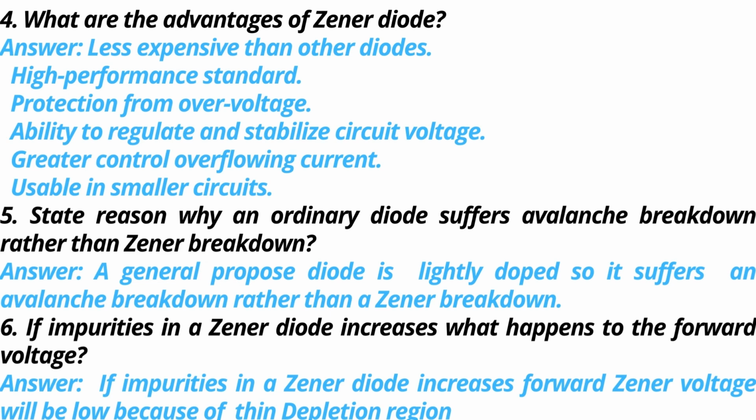4. What are the advantages of a Zener diode? Answer. Less expensive than other diodes. High performance standard. Protection from overvoltage. Ability to regulate and stabilize circuit voltage. Greater control over flowing current. Usable in smaller circuits.